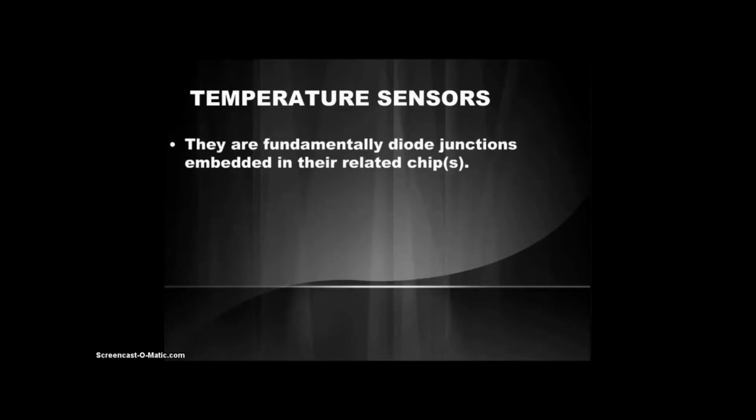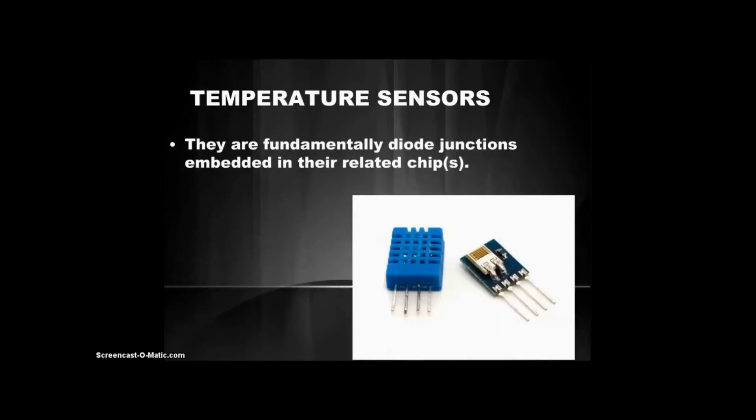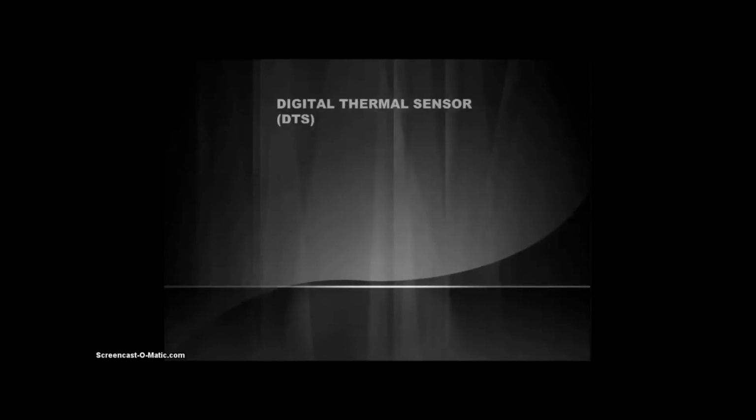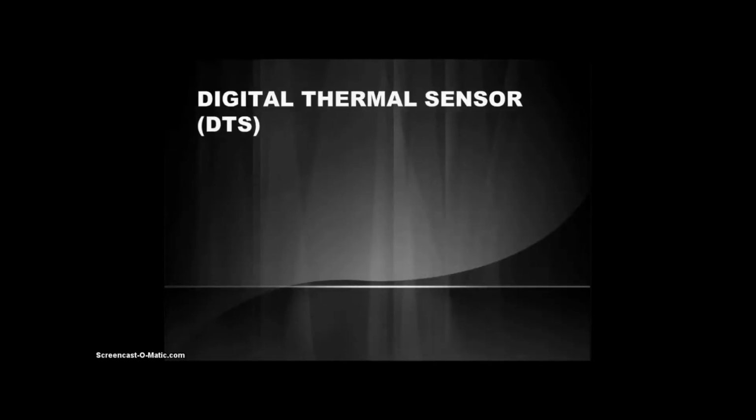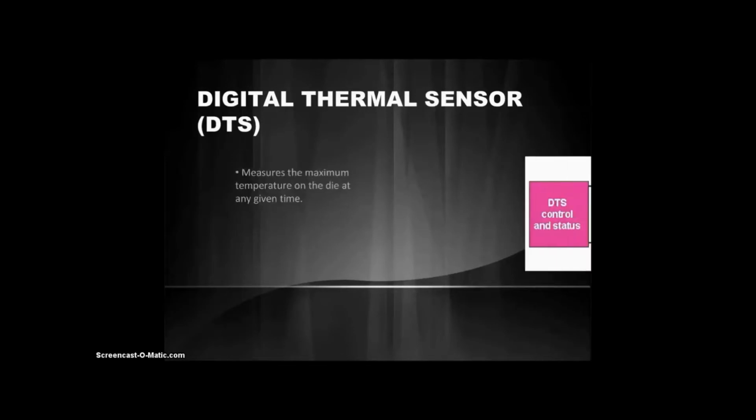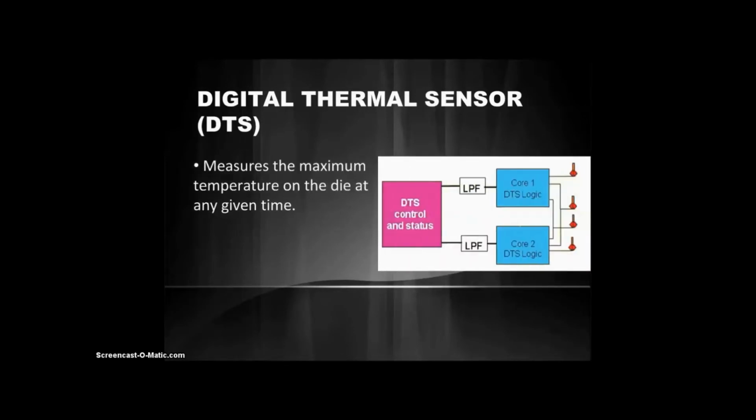Temperature sensors are fundamentally diode junctions embedded in their related chips. The temperature sensors are located in several places inside the computer, such as the motherboard, inside the CPU, or below the CPU, inside the GPU, or inside the hard disk. One such temperature sensor is the DTS, digital thermal sensor. Recent computers have processors equipped with DTS that measure the maximum temperature on the die at any given time. DTS regulates the system and processor fan speeds.